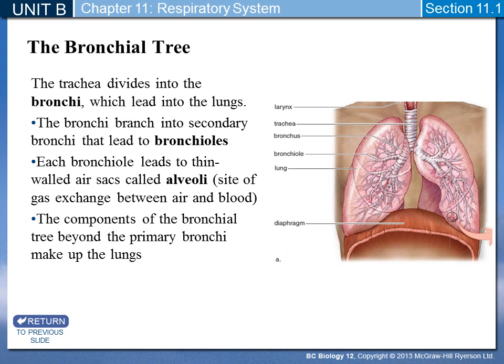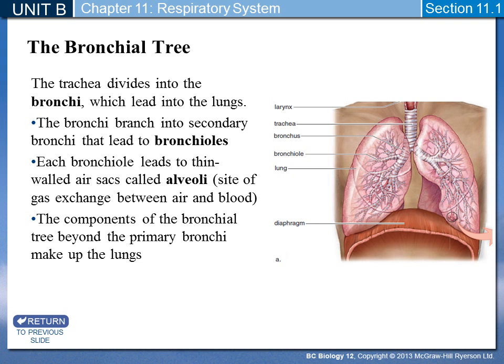So the bronchial tree: the trachea divides into the bronchi, which then lead to the lungs. Those bronchi branch into secondary bronchi called bronchioles. If you think about arteries and arterioles, bronchi and bronchioles, there's a similarity there.